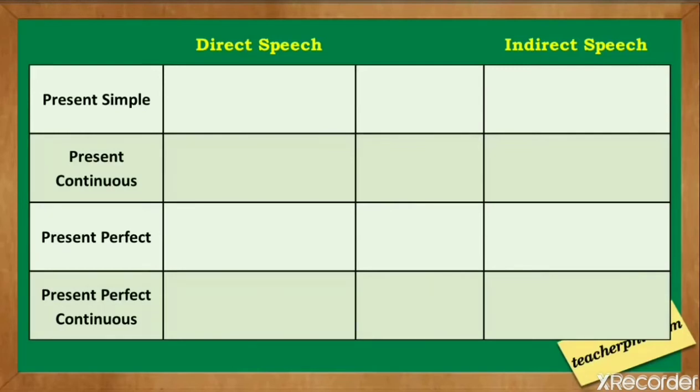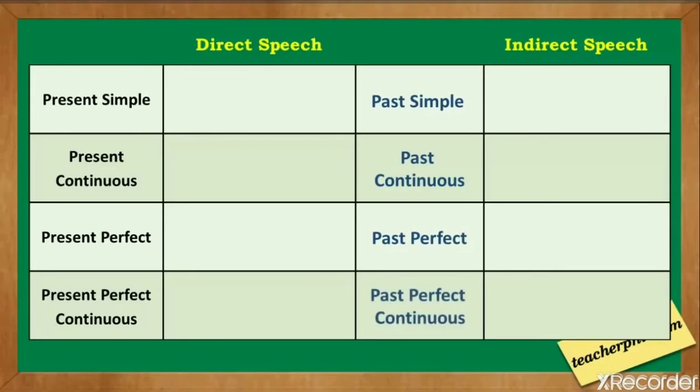Direct speech in present simple turns into past simple when changed into indirect speech. Present continuous becomes past continuous. Present perfect becomes past perfect. And present perfect continuous becomes past perfect continuous.